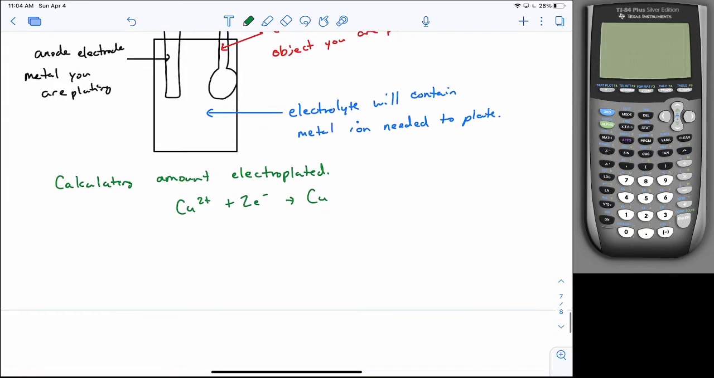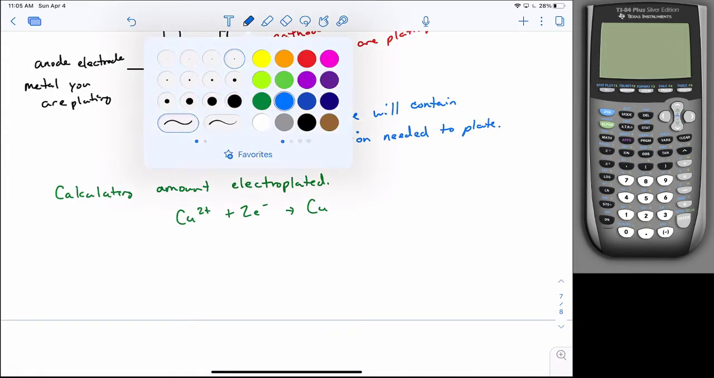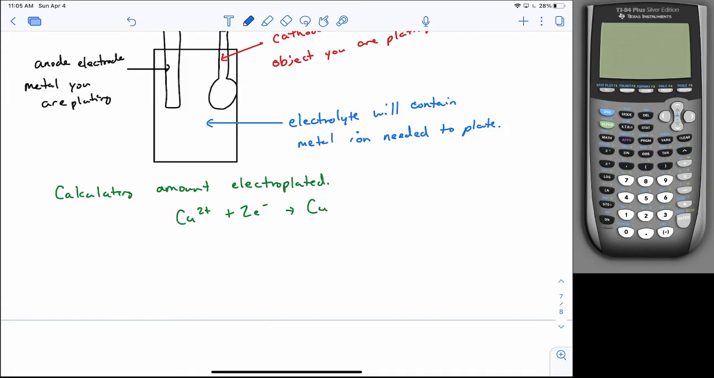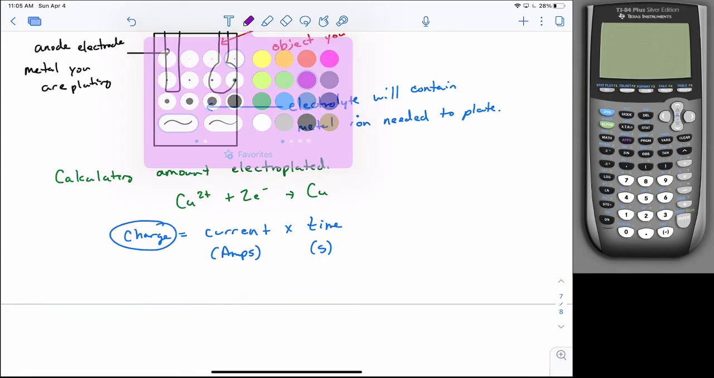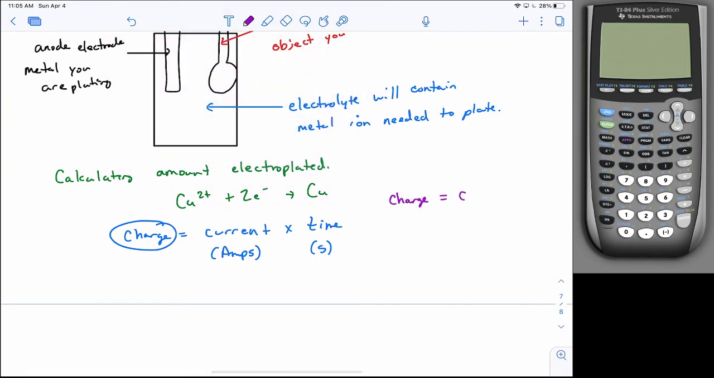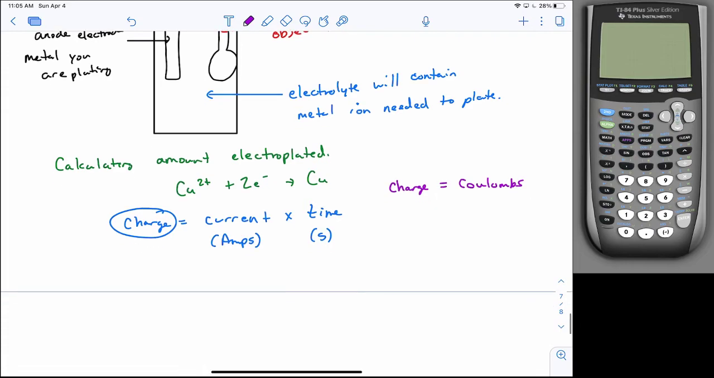Okay, now to figure this out, we need to know how much electricity we're putting through the system to figure out how much metal we can electroplate. And so our charge is equal to current times time. And time is in seconds, and current is in amps, which are the same as coulombs over seconds. Because when we do that, we can figure out our charge, and our charge is equal to coulombs.